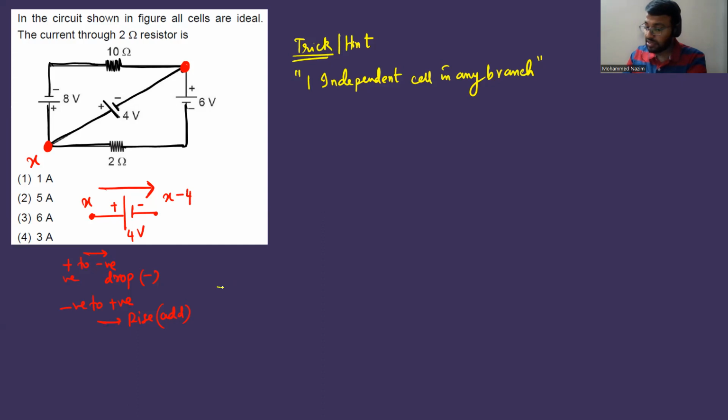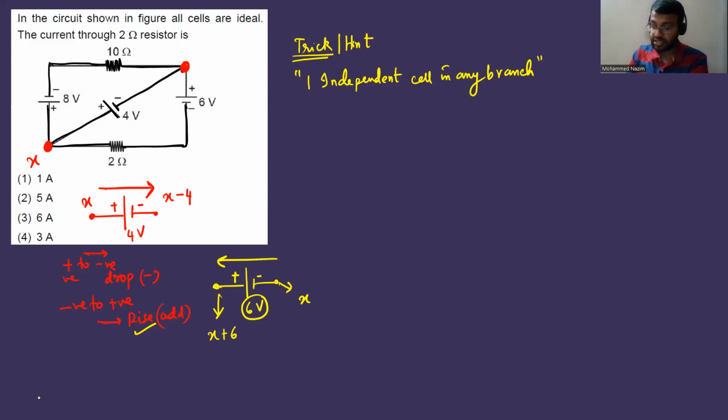I'll take one more example. Suppose this is 6 volt, and let us say this is the negative terminal, and obviously the longer one is the positive terminal. If I assume the potential of this as X, and I move from here to here, negative to positive means there is a rise. You have to add up. There is a rise of 6 volt, so it is going to be X plus 6.